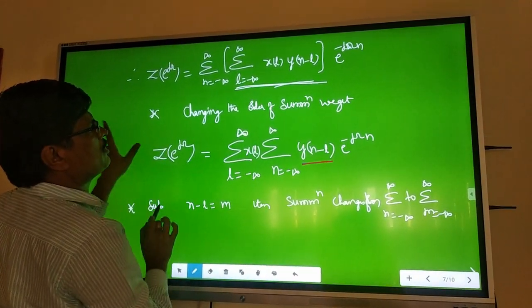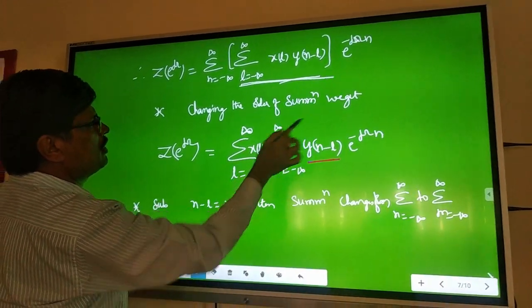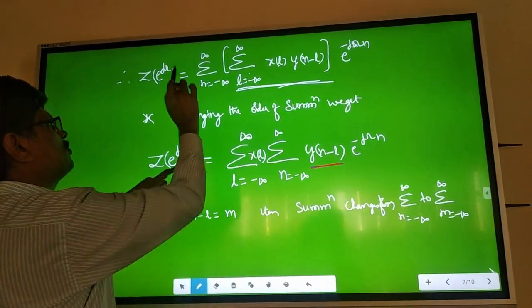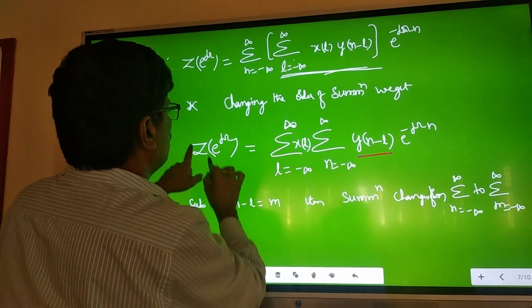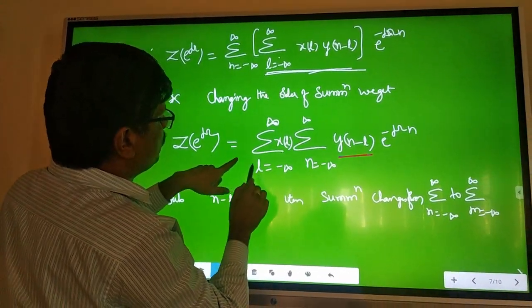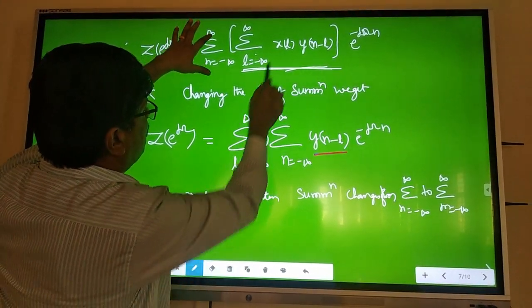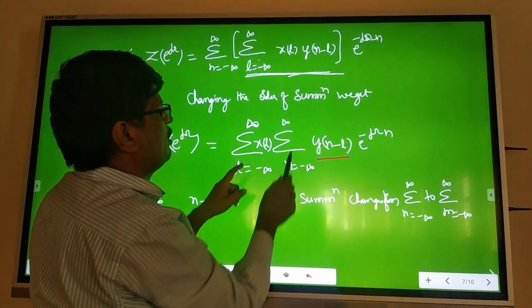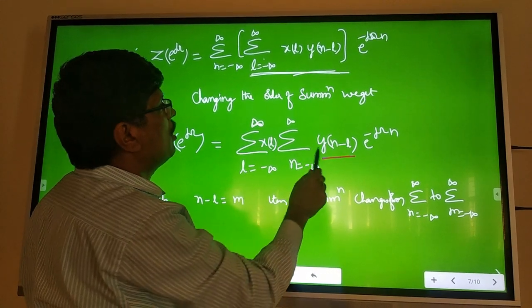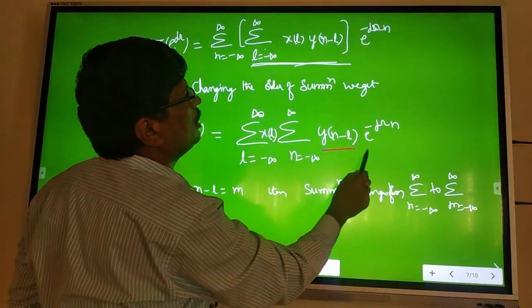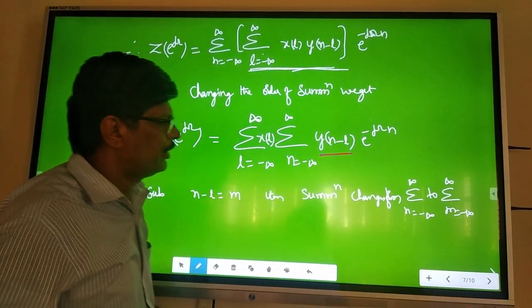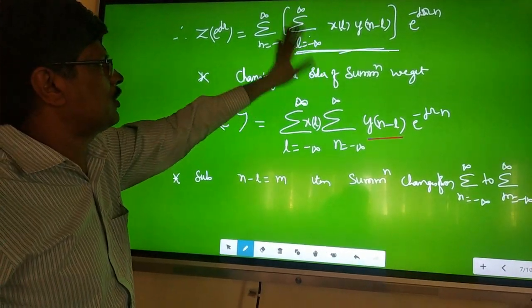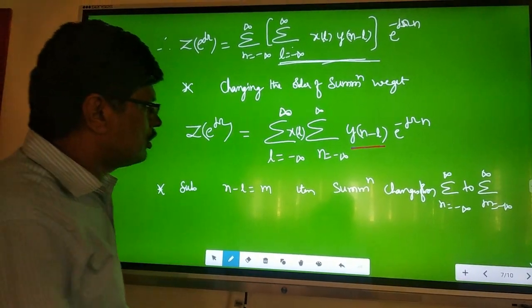Now, the next step is important. Change the order of summations. We get this summation, you write first, and this summation you write here. Z(e^jω) is equal to summation l equals minus infinity to plus infinity x[l], take it outside. Then this summation you write on this side: summation n equals minus infinity to plus infinity y[n minus l] e^(-jωn). Now, I am just changing the order of summations.